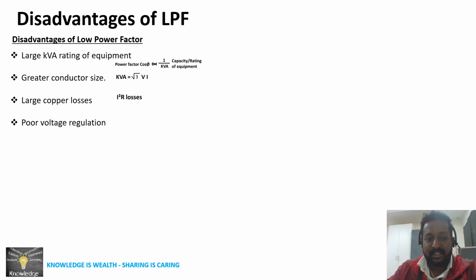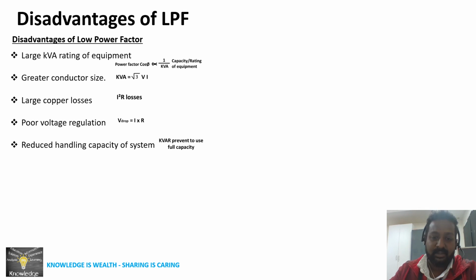And poor voltage regulation. We already discussed that the variation in power factor will give you various voltage drops. If you increase the rating, current is high, then the voltage drop is also going to increase. And reduced handling capacity of the system. Again, KVAR will prevent the use of full load capacity. You can't use the maximum KVA rating capacity unless you increase your power factor, because at unity power factor your kilowatt is equal to KVA.